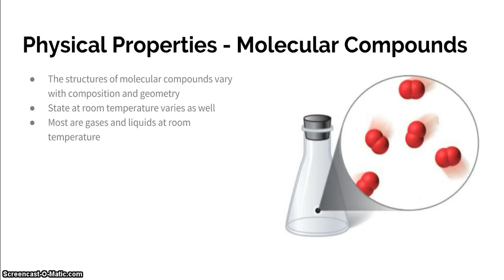Now for molecular compounds, the structures are going to vary. It's going to depend on the composition and the geometry. Their state at room temperature is going to vary as well, depending on what they're made up of. Most of our molecular compounds are going to be gases or liquids at room temperature. There are some that are solids, but not nearly as many as ionic compounds, which are almost primarily solids. So you can see over here, this gas, here's what our molecules would look like. Those look like oxygen gas molecules.